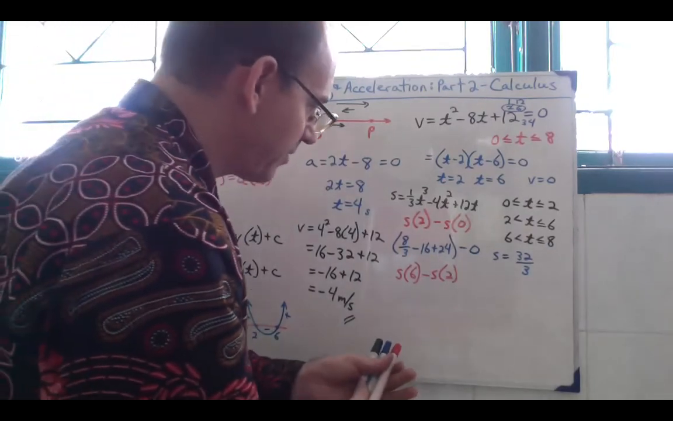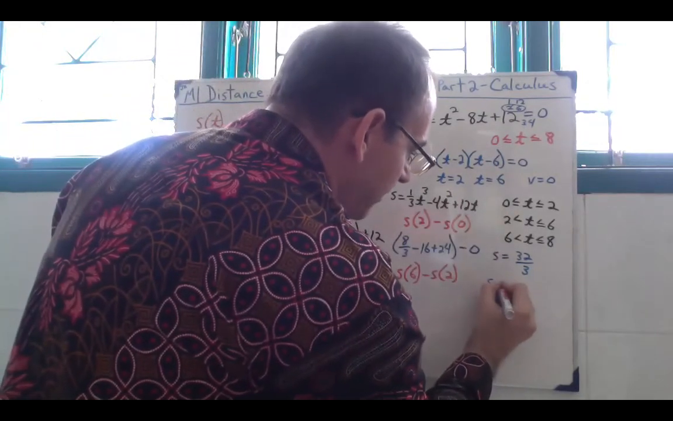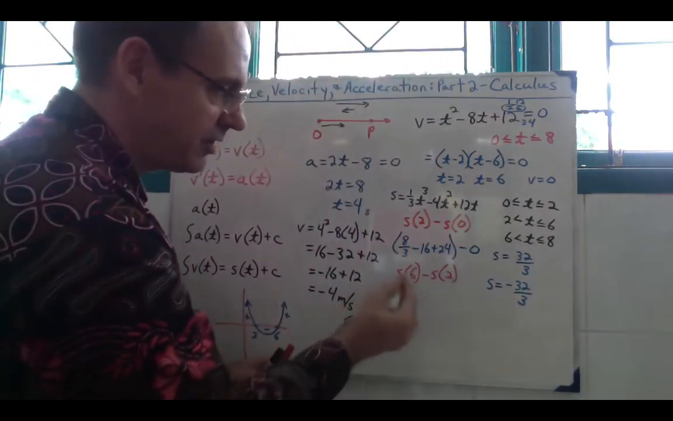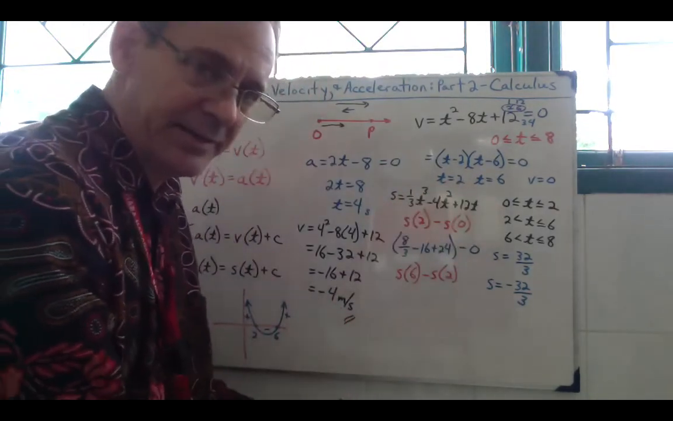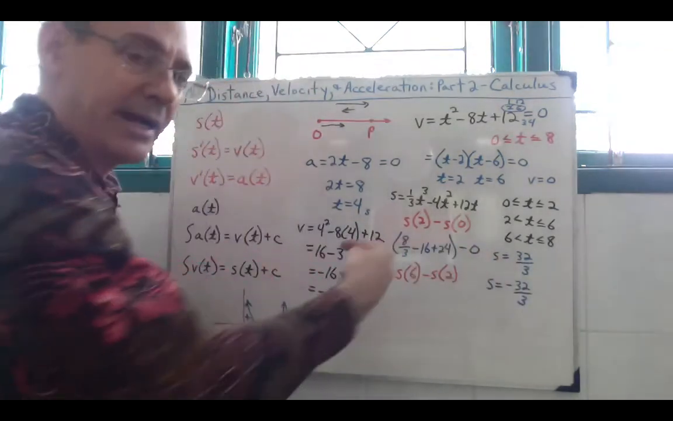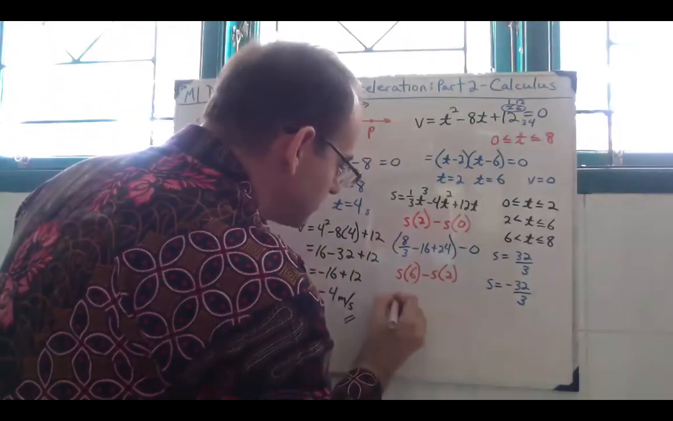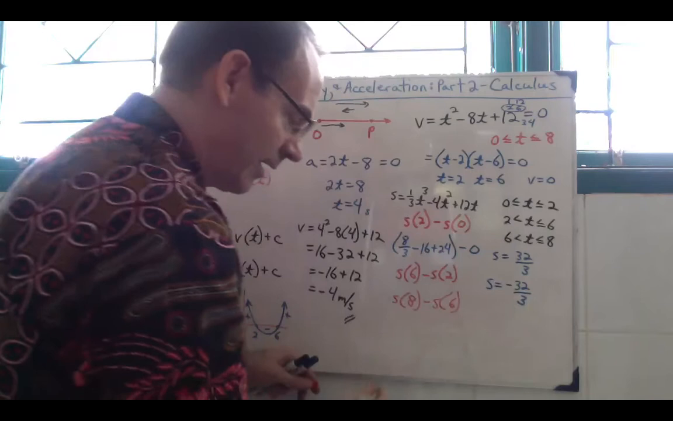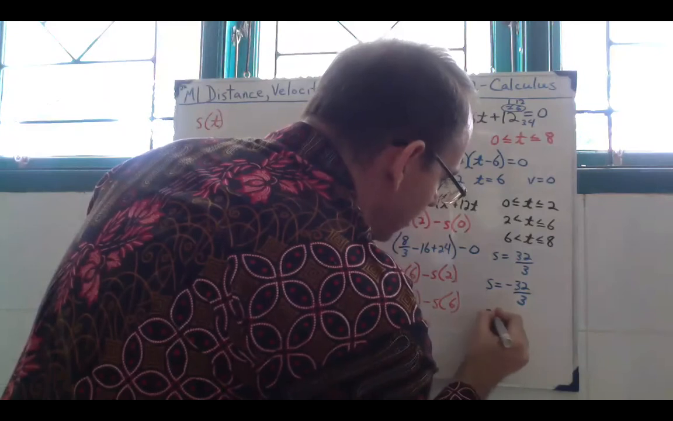we're going to end up with, and you can do it in your calculator, but we're going to end up with a negative 32/3. Okay, so do this in your calculator, plug in the 6, plug in the 2, and just to save time, the answer is a negative 32/3. The meaning is it's going back towards the origin, okay? Then we want to do 8 minus 6.